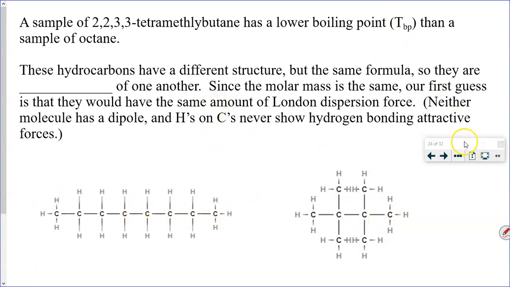Now, these hydrocarbons, and by the way, the name hydrocarbon just simply implies hydrogen and carbon in a molecule, so don't lose sleep over that. These hydrocarbons have a different structure, but they actually have the exact same formula. If you look at both of those pictures and you counted up all the atoms, you'd notice that they both have 8 carbons and 18 hydrogens. So the formulas are the exact same. This is actually called isomers. So these are isomers of one another.